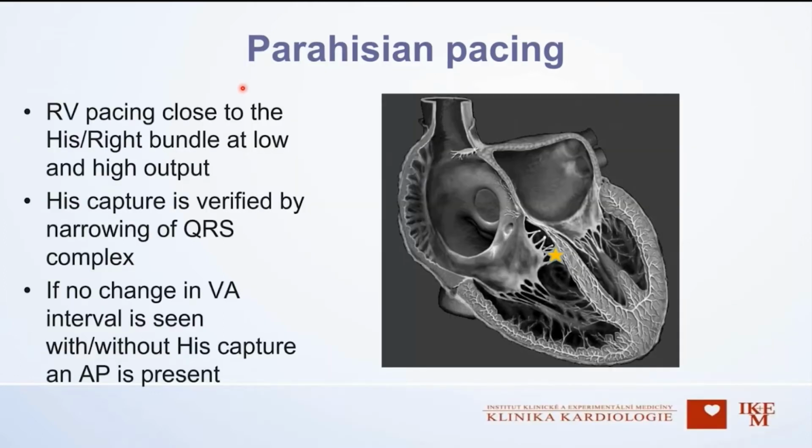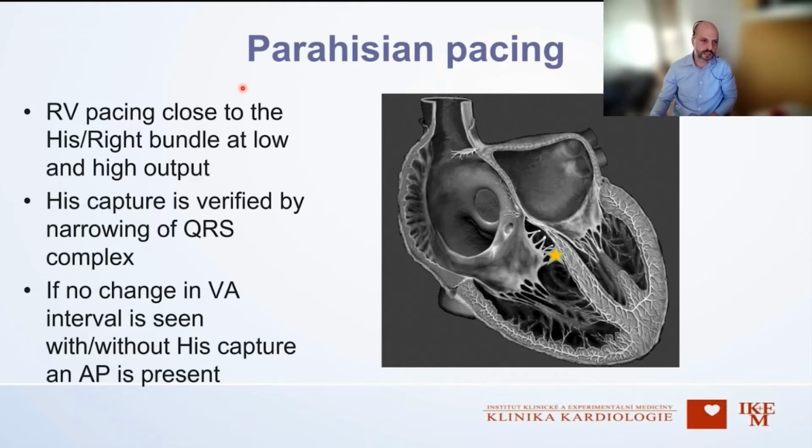The other maneuver which I would like to mention is so-called parahisian pacing. That's more difficult to do because you have to pace close to the His but not capture the atrium, which can sometimes be a problem in terms of interpretation, whether this was only the His capture or also the atrial capture.